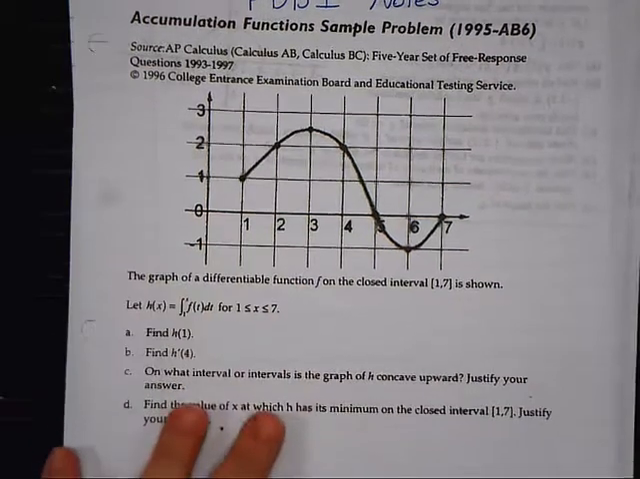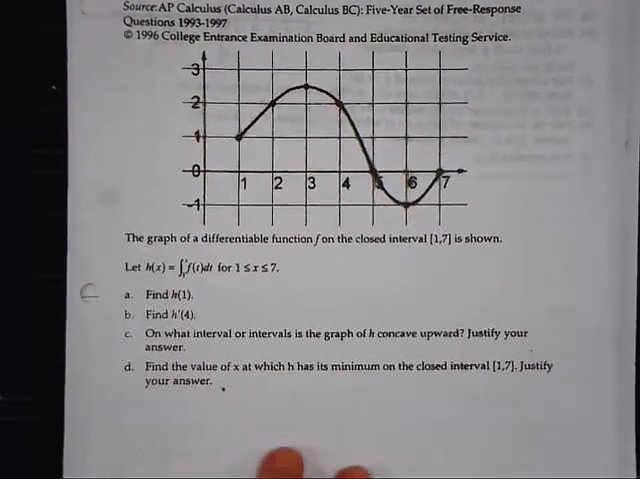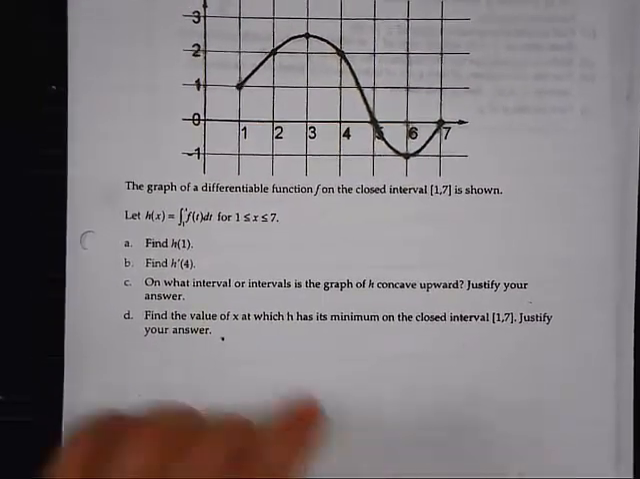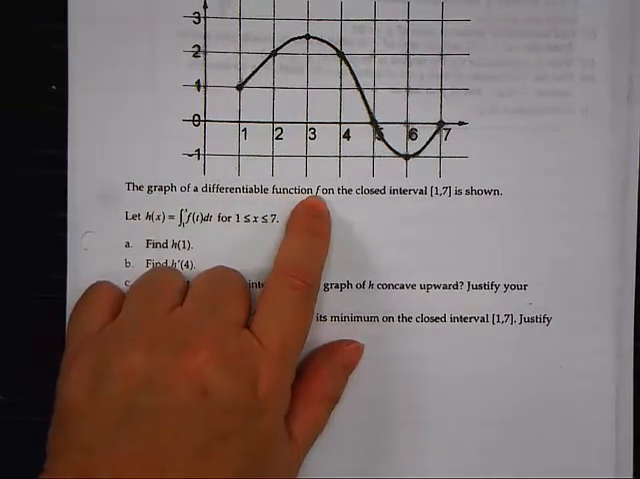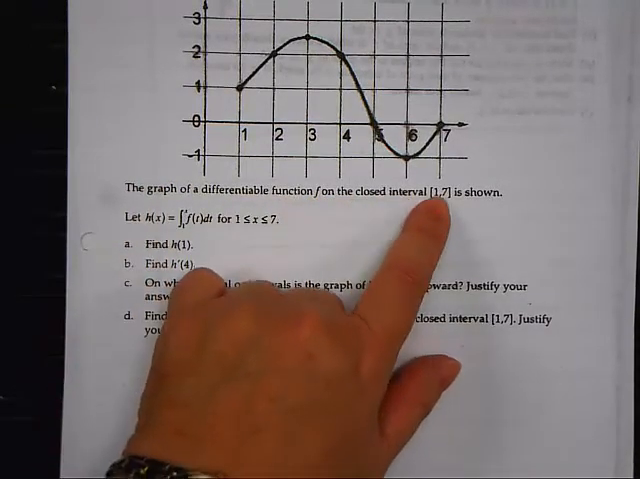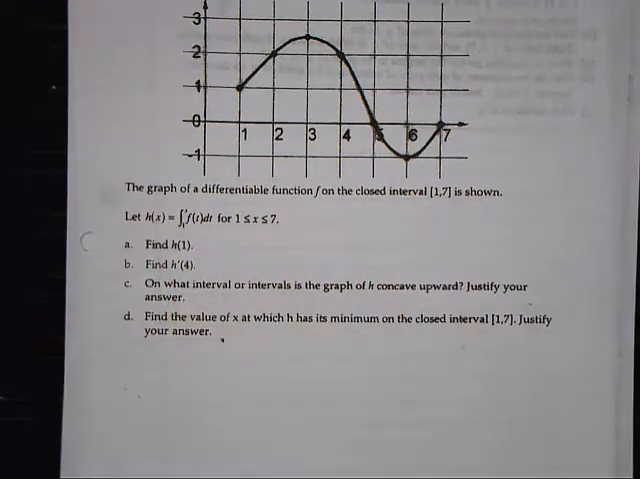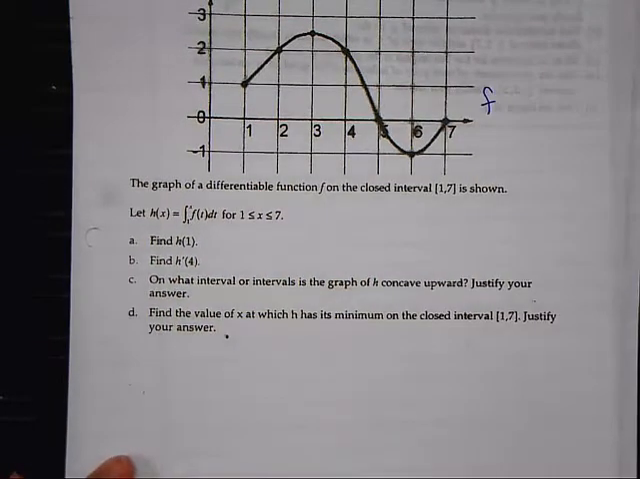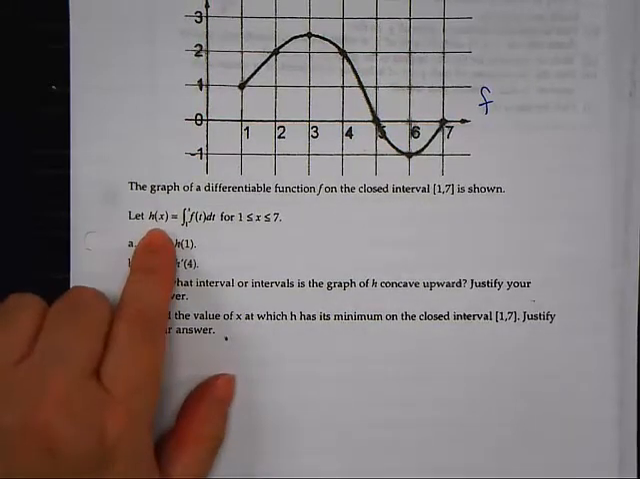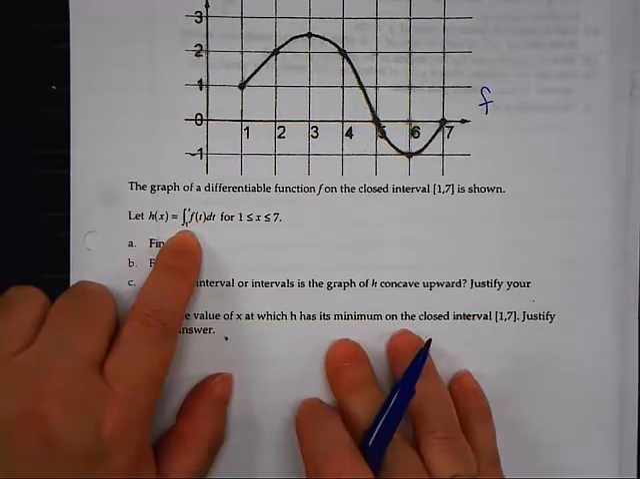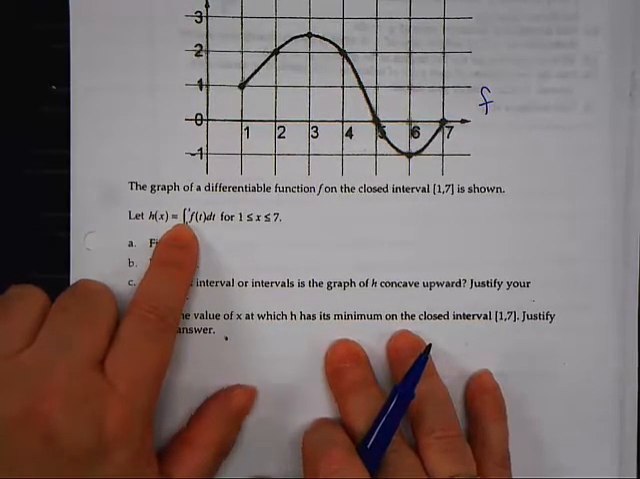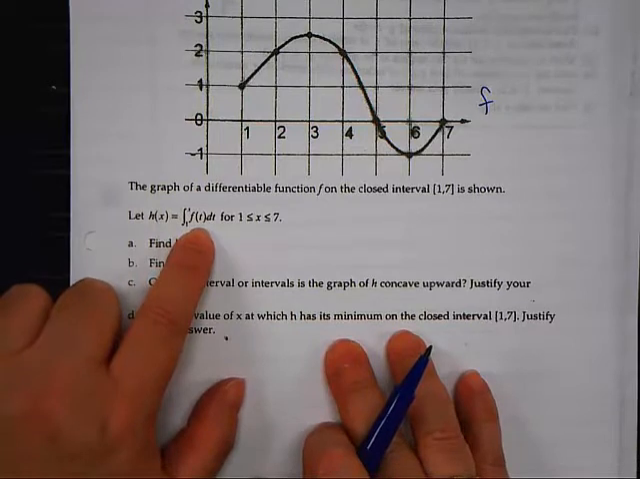Now, we have this graph with some very distinct points on it. Okay? It says the graph of a differentiable function f on the closed interval from 1 to 7 is shown. So you need to write out to the side this is f, because we're going to be going back and forth between letters, either f and g or f and h, depending on the problem. Okay, so let h of x, here comes this h, be defined as the area from 1 to whatever you choose for x under the function f.